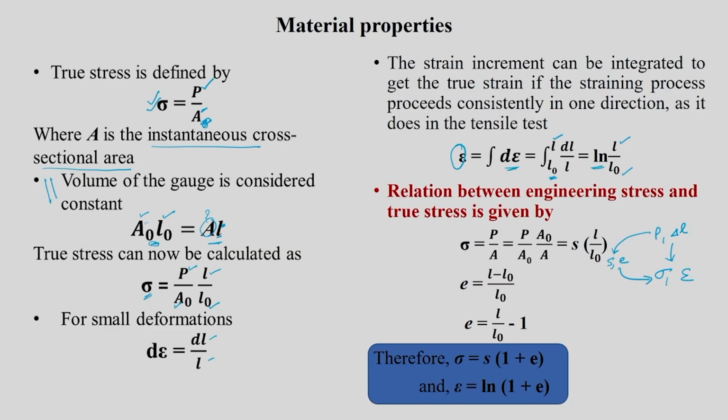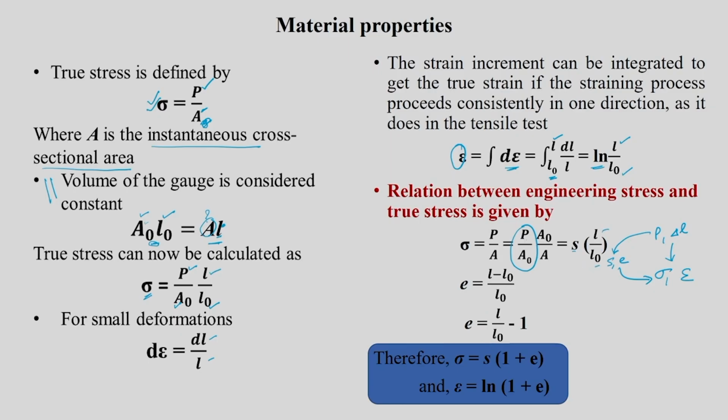So, you need to relate engineering stress and true stress, engineering strain and true strain, which is what is given in this particular discussion. We know sigma is equal to P by A, which is P by A naught times A naught by A. So, what is P by A naught? Nothing but my engineering stress. And A naught by A would be equal to L by L naught, so L by L naught will remain the same.